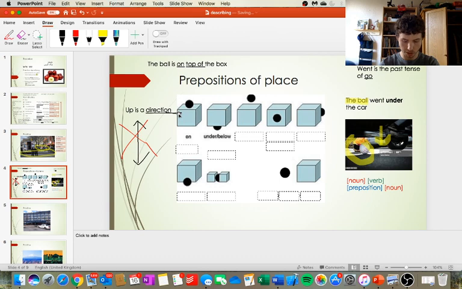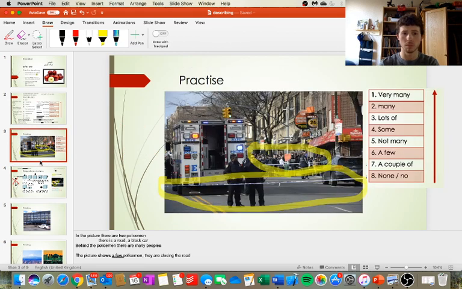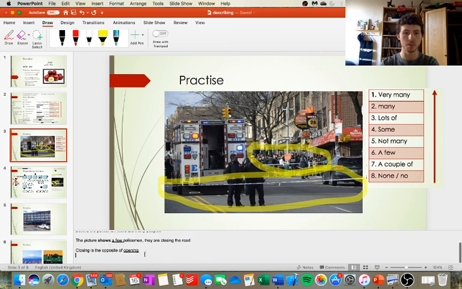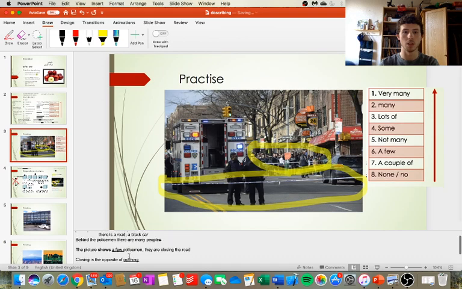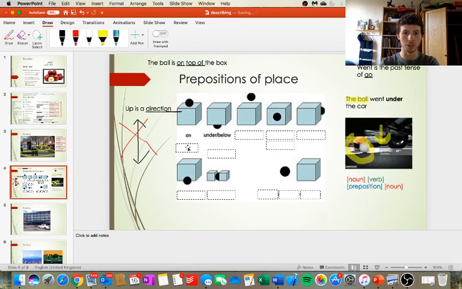Always present continuous if we need to describe a picture. They're closing the road. Yeah, I guess so. Always present continuous. So we'll come back to this picture. So this one is on.